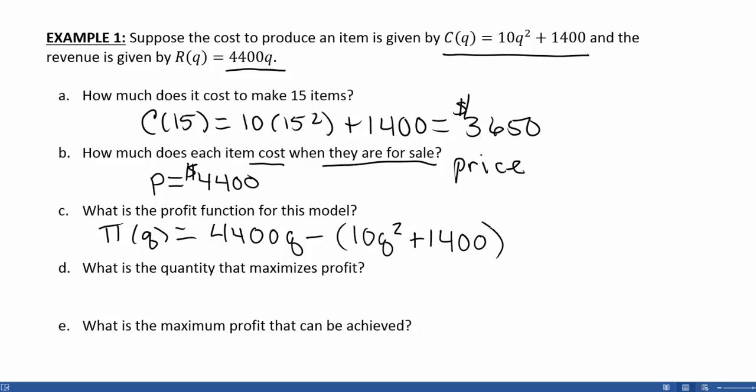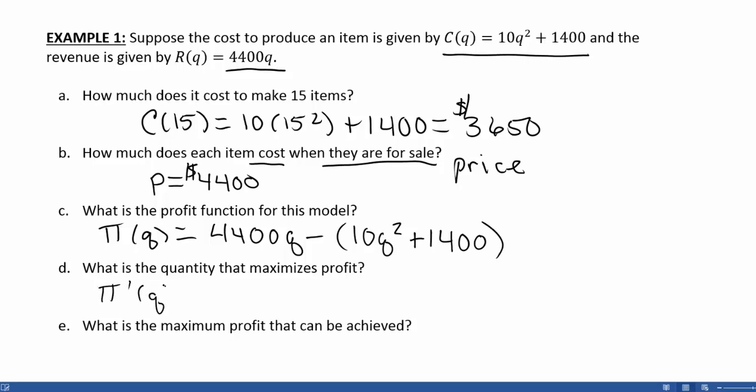Part D wants to know, what is the quantity that maximizes profit? So now we're into the part where we have to remember what it means to find a maximum. We know from before that maximums are going to happen at critical points or endpoints. We don't have an interval restriction here, so we're really looking for our critical points to try to determine if that's where we'll have our maximum. So if we want to maximize profit, we want to take the derivative of profit and find the critical point by setting it equal to 0.